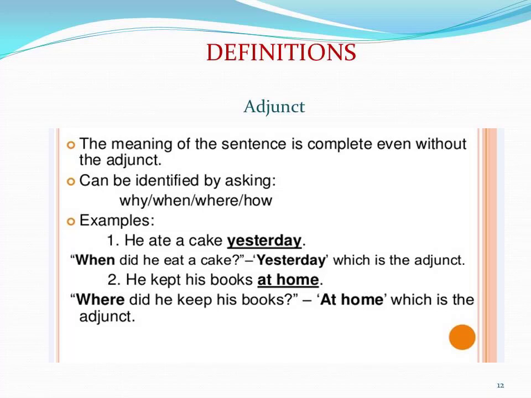See the next example: He kept his books at home. How can we frame the question? Where did he keep his books? The answer is at home. Here, at home is the adjunct and it provides additional information to the sentence. You should always remember that without the adjunct, the sentence is still meaningful.